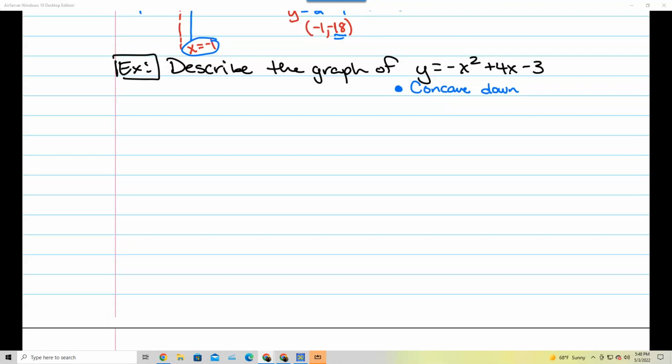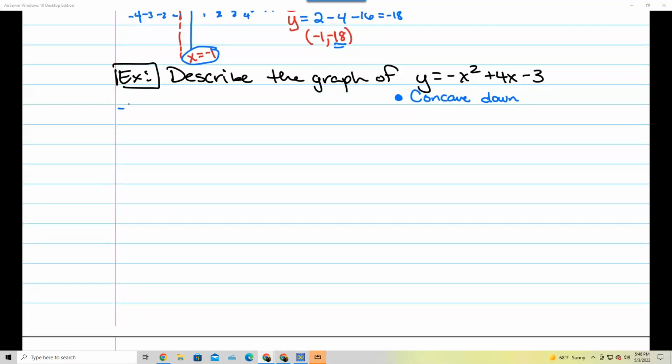They said I can find the vertex by using -b over 2a, comma, f of -b over 2a. Guys, one of the biggest mistakes I've been seeing when we do the -b over 2a is students are forgetting to write the stuff that they put in parentheses. Substitute your stuff in parentheses.